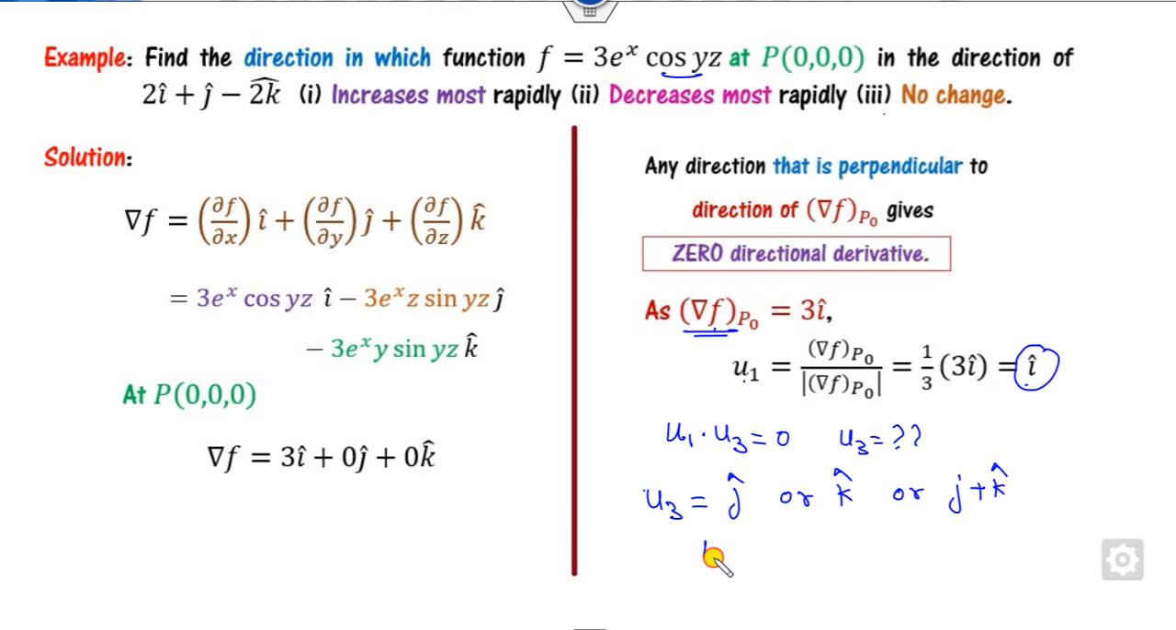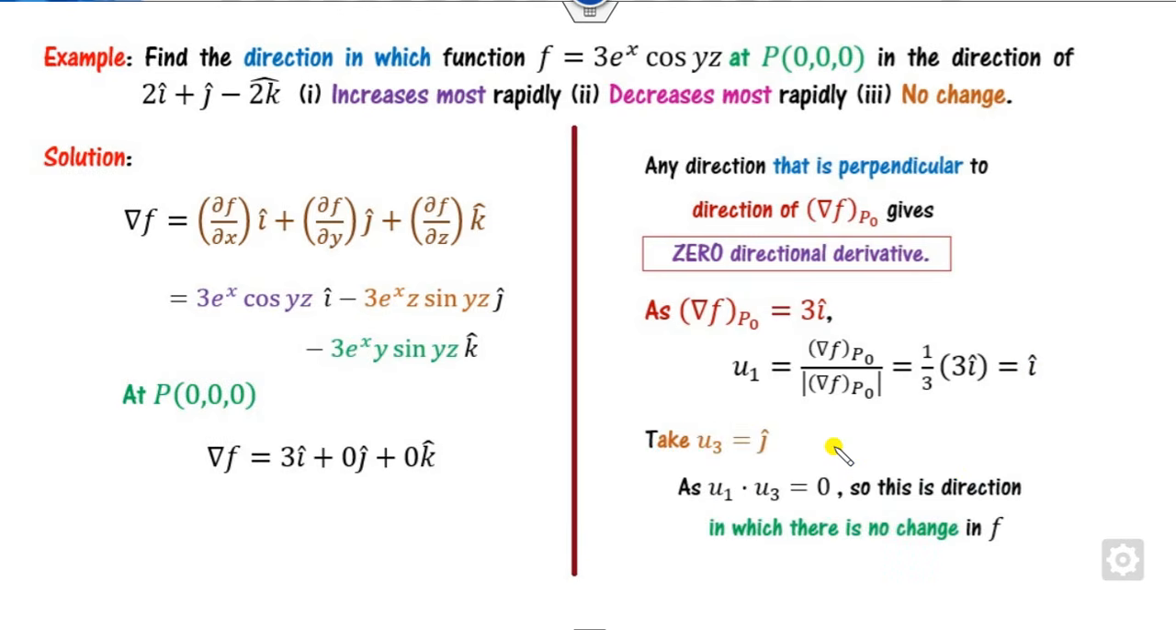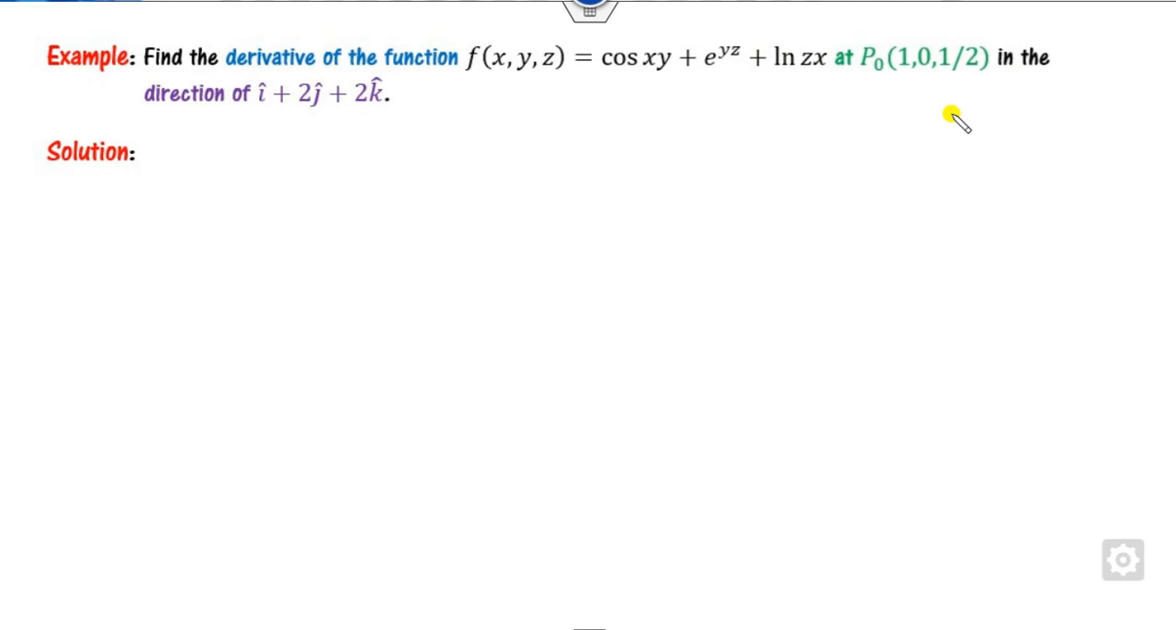Then it clearly says that u1 dot u3 is 0 in each case. So it means that for u3, whatever vector direction we consider, if I consider uj, there is no change in the direction of the y-axis. If you consider k, then again it's 0. If you consider a linear combination of these, again it's 0. So that's why I said that when there is no direction, there is not always a unique answer.